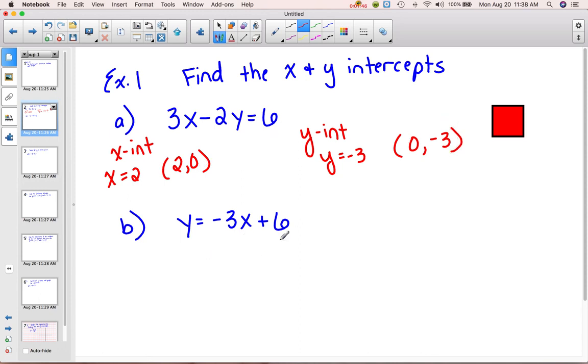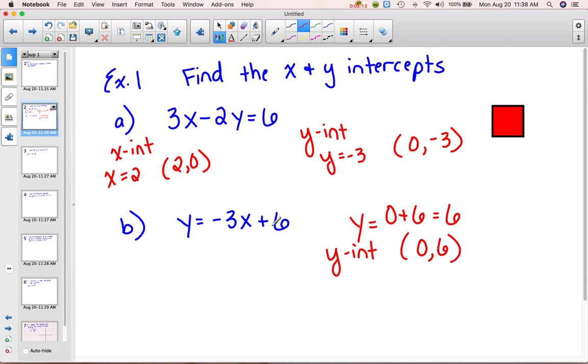So on this next one, what if it's not in standard form? I would say put it in standard form. I mean, there's more than one way because you could solve it algebraically. To find the y-intercept, let x equal 0. And if you do that, you get 0 plus 6, which is 6. So we know the y-intercept is (0, 6).